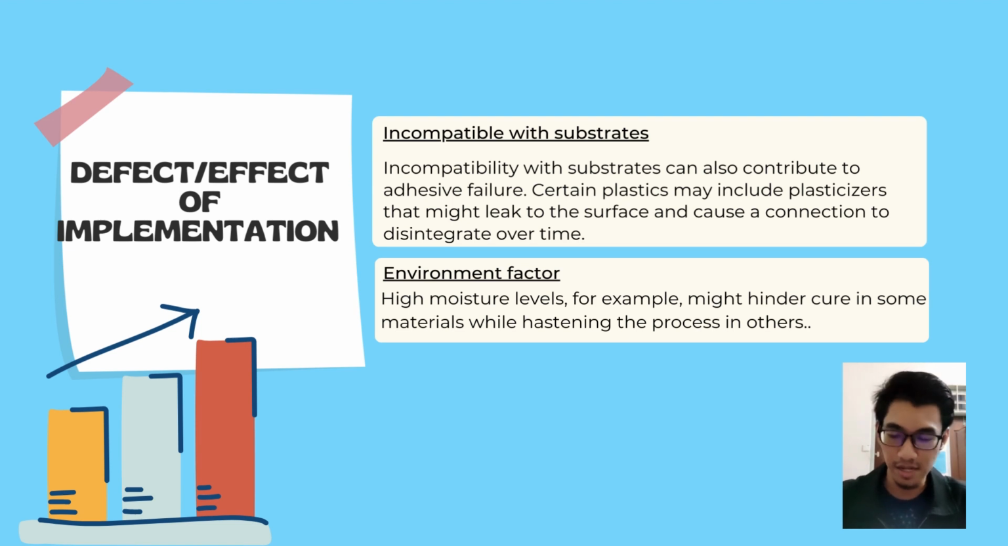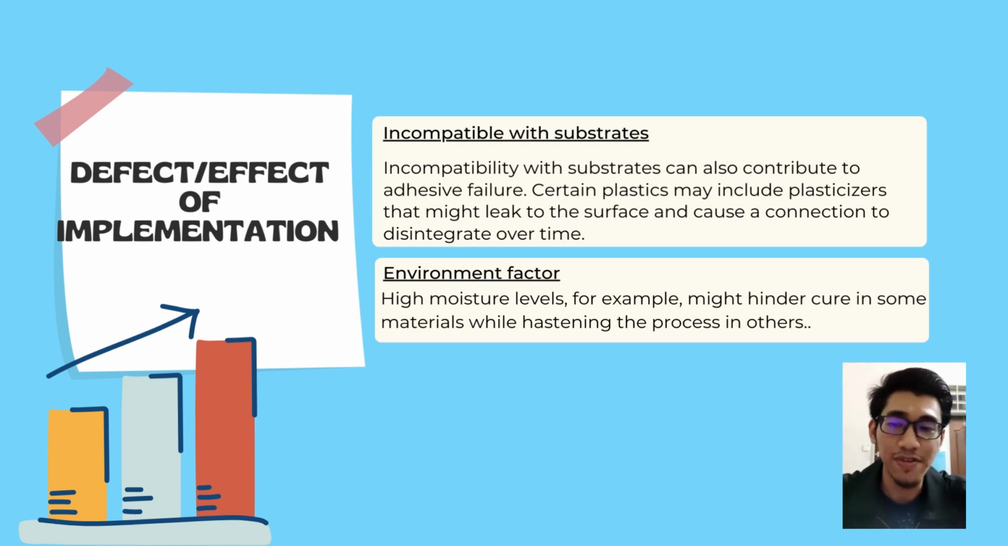Last but not least, the fifth effect is the environment factor. Environmental circumstances should also be taken into account because many materials can be influenced by their environment. High moisture levels, for example, might hinder cure in some materials while hastening the process in others. Carbon dioxide, pH, oxygen, and ambient temperature can all have a negative impact on the completed glue.